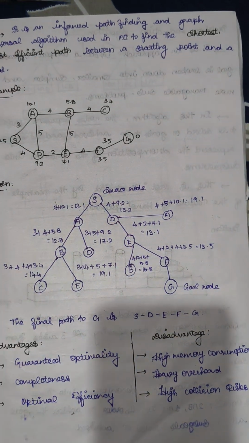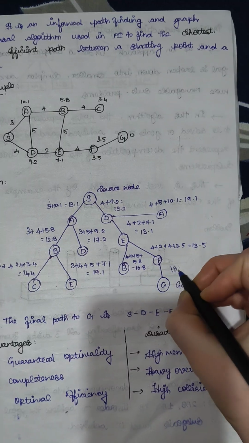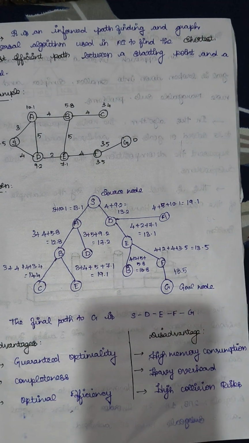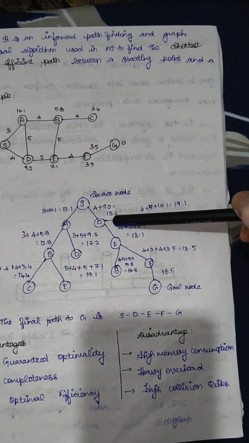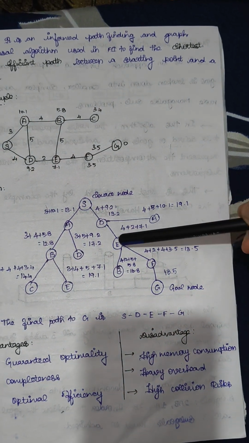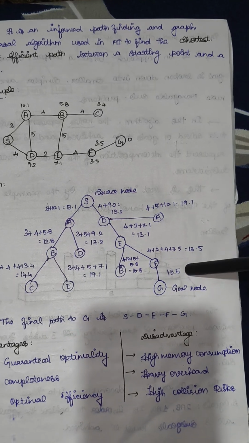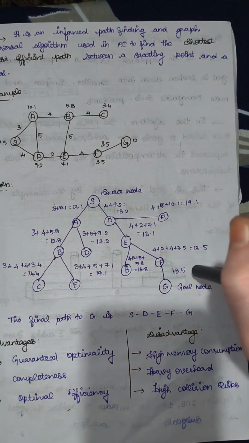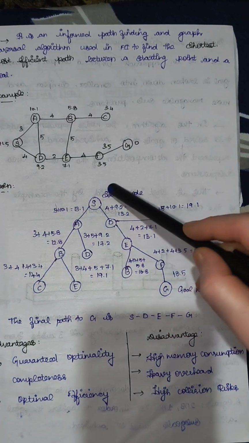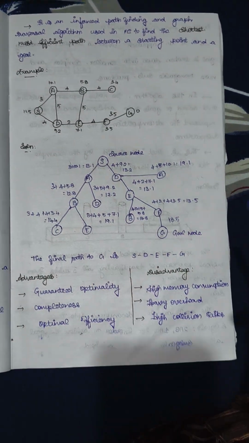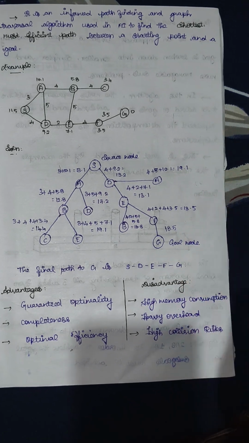So here also I will get the value as 13.5. So the final path is nothing but S to D, D to E, E to F, and F to G. So this is the minimal cost I have gotten for the goal node from the source node, that is S to G. So this is how we have to calculate the algorithm, that is the A star search algorithm.